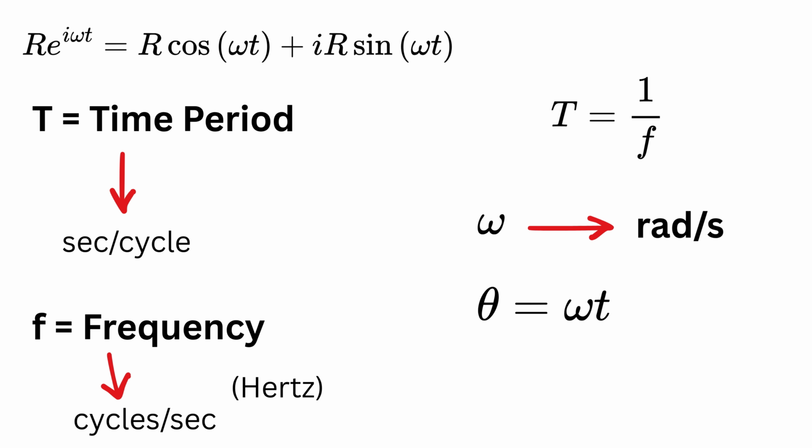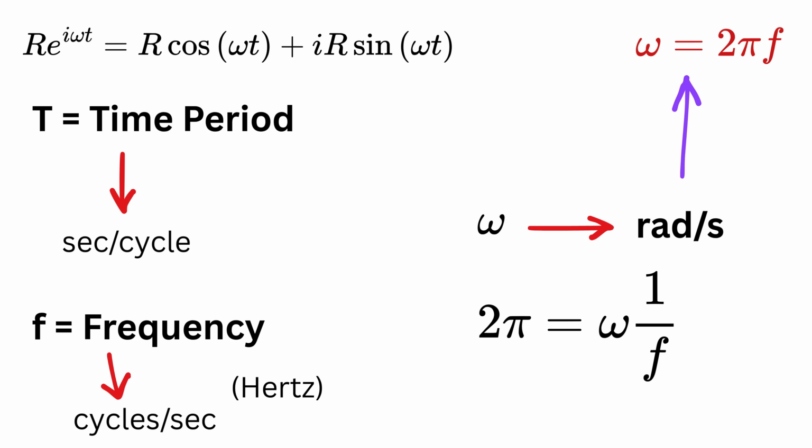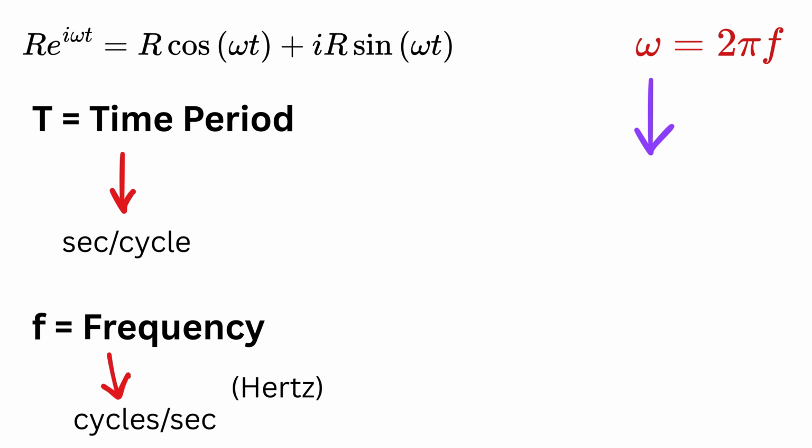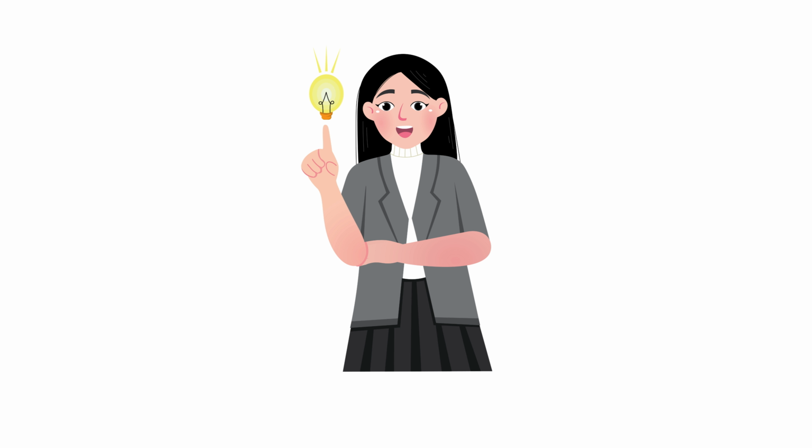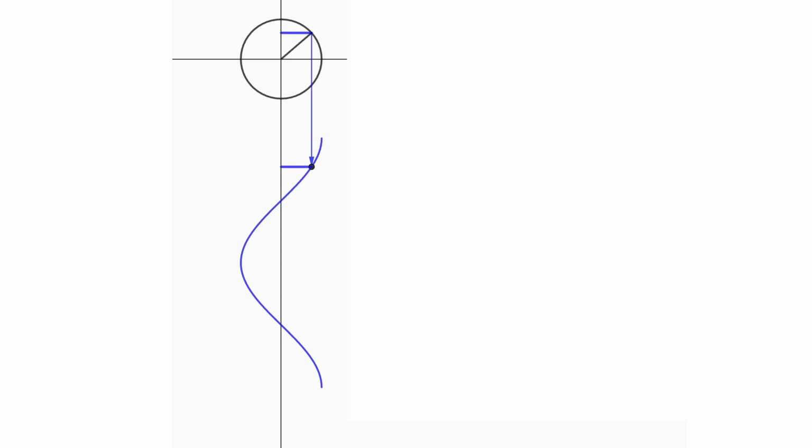Now let us see how angular speed omega fits in. Angular speed omega tells you how many radians the rotating point covers each second. One full rotation is 2 times pi radians, and the time to complete it is T, right? So omega times T is 2 pi. Now T is 1 over f, so this means omega is 2 pi multiplied by f. This means omega is a direct representation of the frequency as it is directly proportional to f. Keep this in mind.